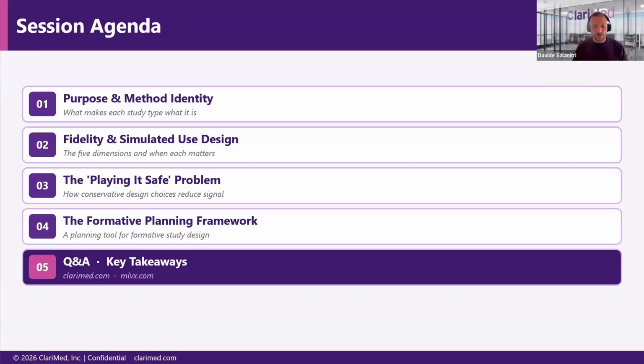What is a summative? So formatives are, we can call them test, we can call them study, I would say probably test is the right term. They're used to understand medical devices and pharmaceutical devices. So they're used to understand something about the interaction that users have with those devices. But there is a big difference between formative and summative.